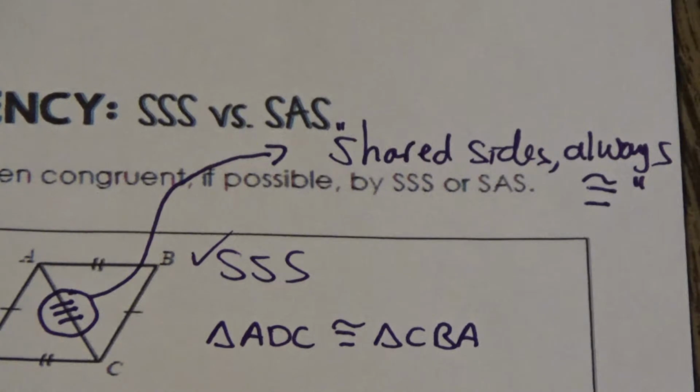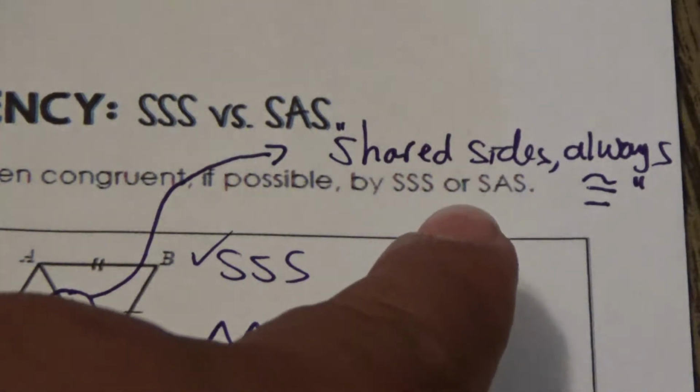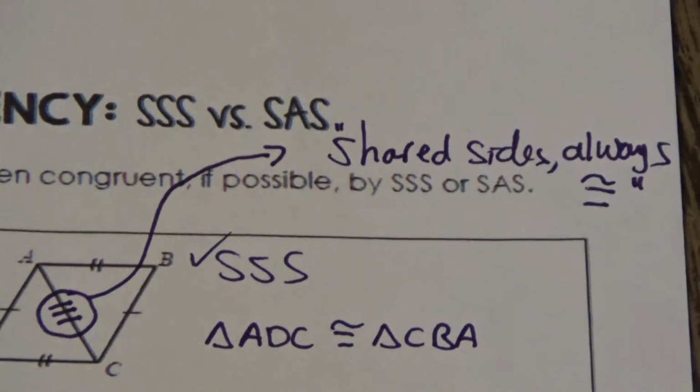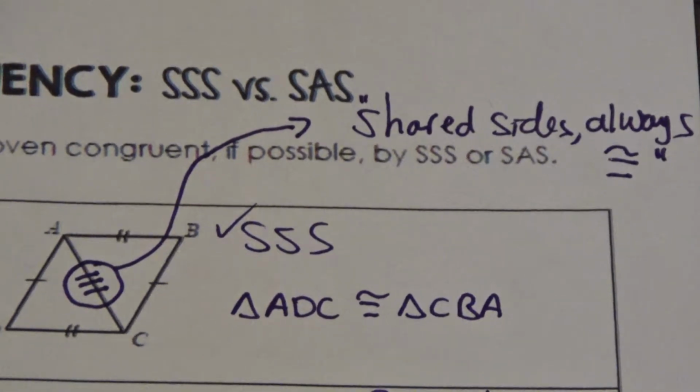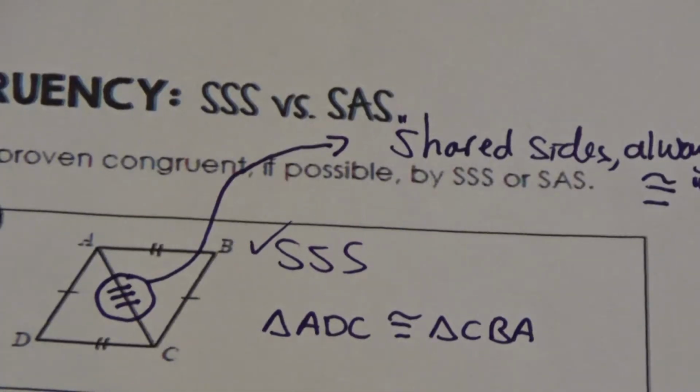Alright, a shared side. I'm gonna make an addition on the notes over here on that right top part. Shared sides, they're always congruent. So whenever you see two triangles share the same side, guess what? They're always congruent. Even though it's not given to you, you can say that, hey, these two triangles share the same exact side. That means the sides are congruent as well. So, side, side, side.